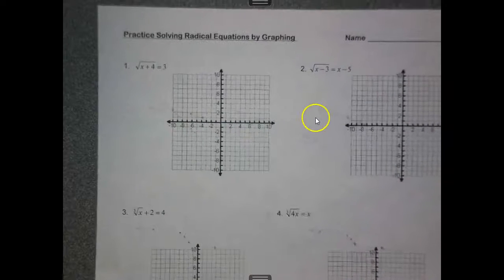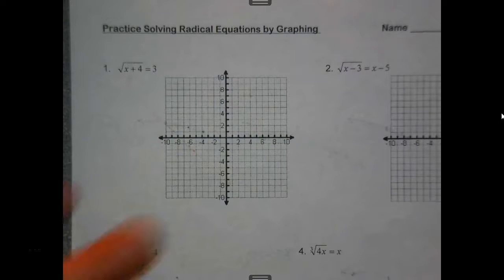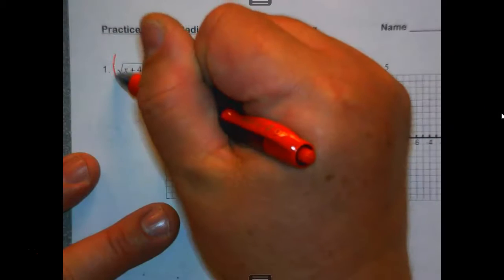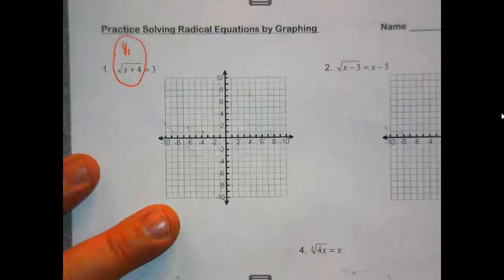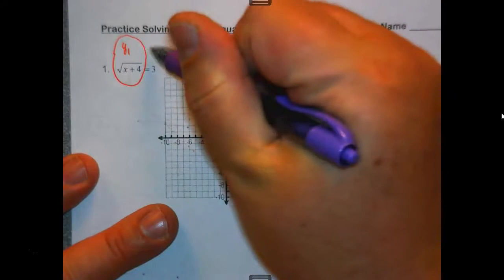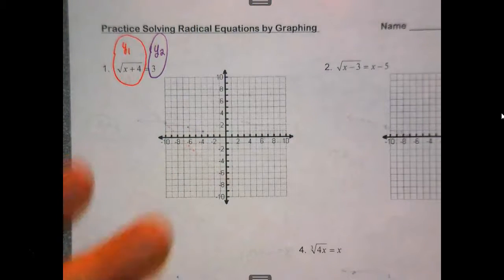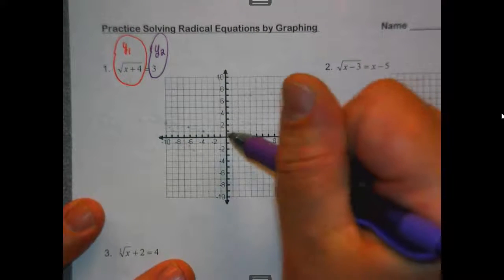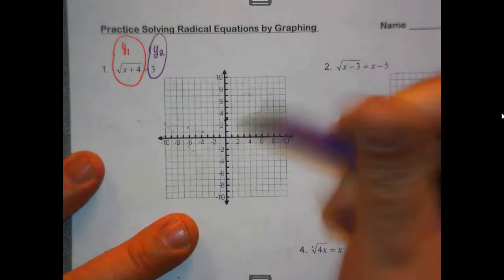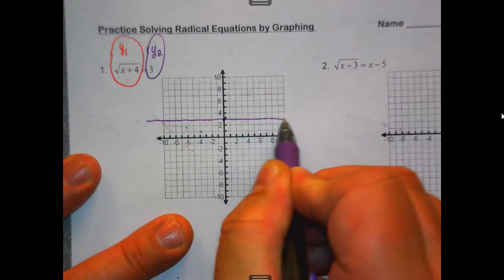You were supposed to do this for practice last night, right? Okay. This is my y1 function. And this is my y2 function, right? My y2 function here is easy to graph. It's a what? That's right. Horizontal line at y equals 3.